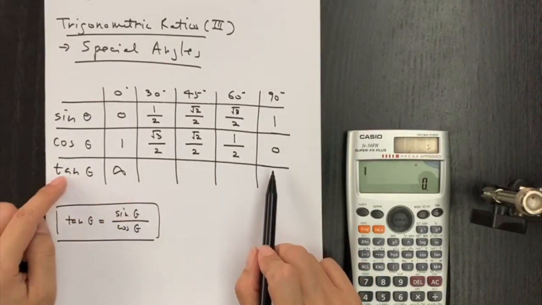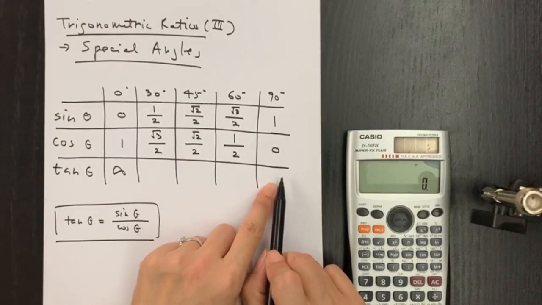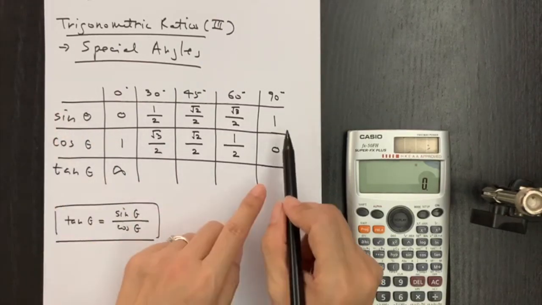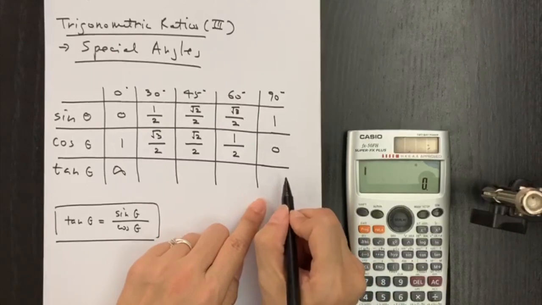Okay, and then what about tangent 90 here? So tangent 90 is same as sine 90 over cosine 90, so that would be 1 over 0. So 1 over 0 is undefined.